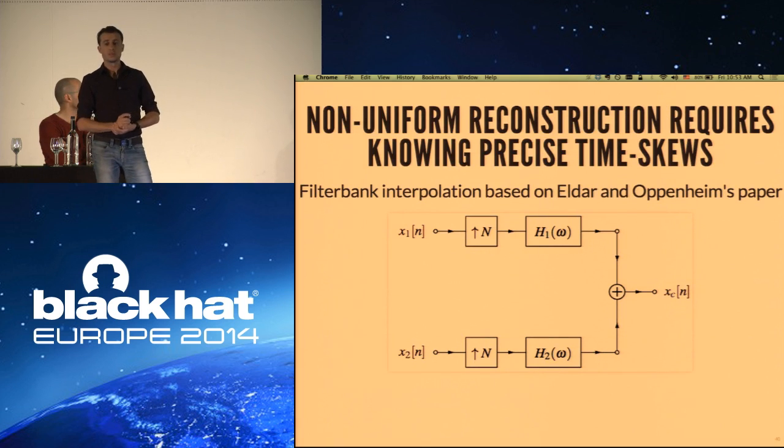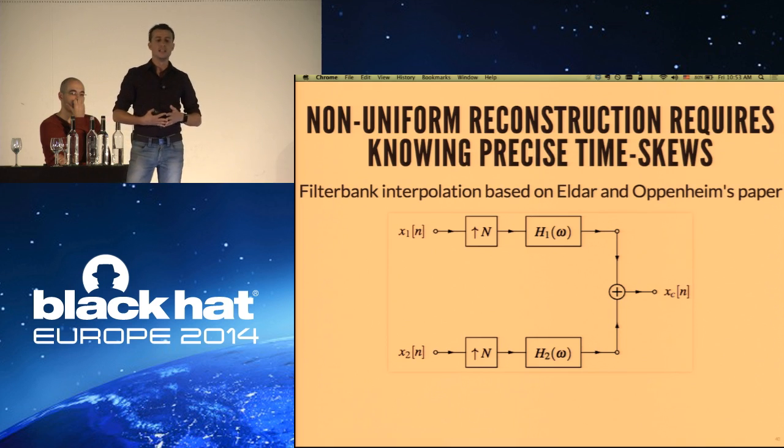So what we initially tried to do here is a non-uniform reconstruction of the signal. Because the gyroscopes are not synchronized, they don't sample at a specific time that we tell them to sample. We cannot sample on a uniform grid.